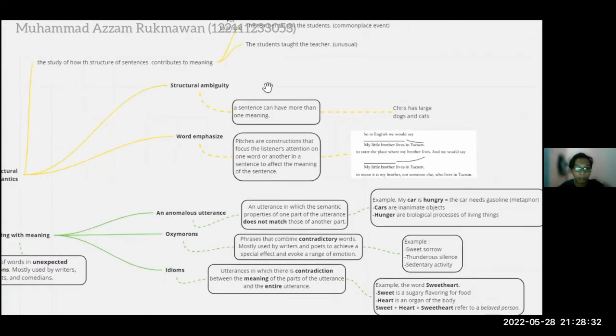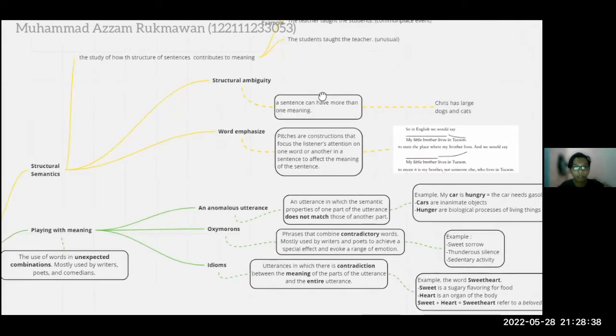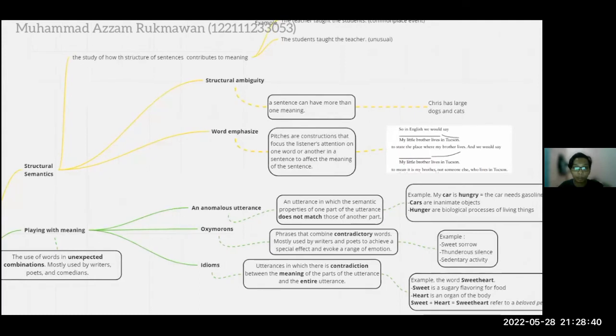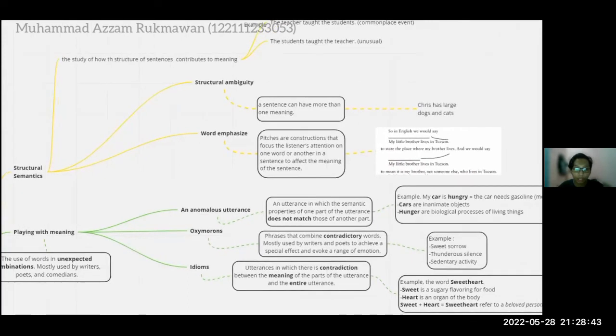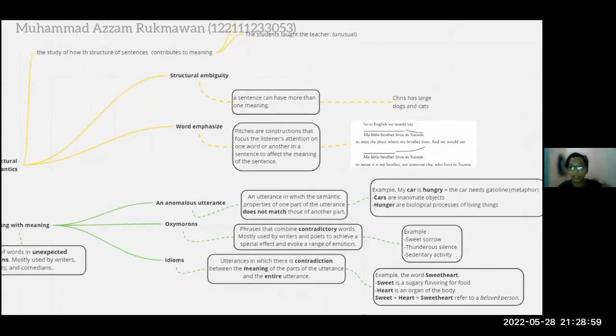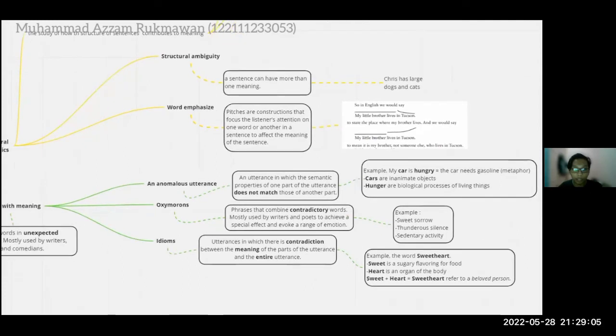So next, structural ambiguity. A sentence can have more than one meaning. So in one of the ambiguous sentences given as an example, it was unclear whether the adjective applied to only one or both noun phrases. This is a question of the scope of the adjective. For example, Chris has large dogs and cats. Is the scope of the adjective limited to dogs, or does it include cats also?